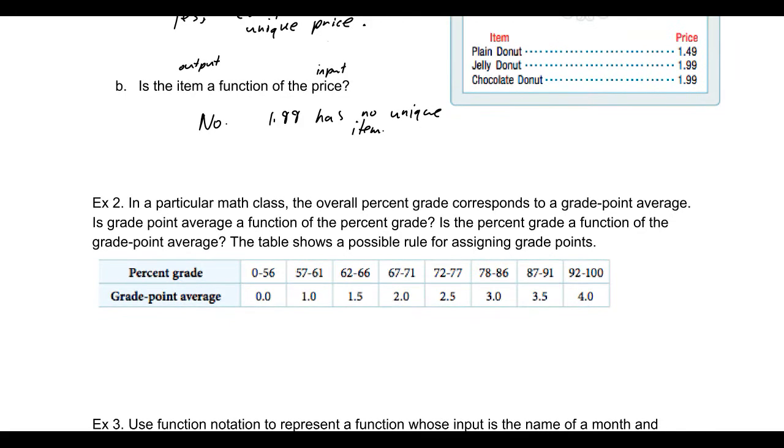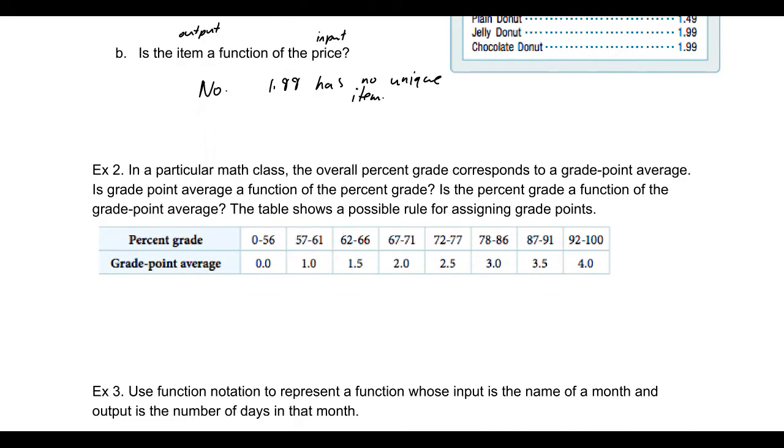Alright, same idea, example 2. In a particular math class, the overall percent grade corresponds to a grade point average. Is grade point average a function of the percent grade? And vice versa, is the percent grade a function of grade point average? This table shows a possible rule. So the first question is, does percent grade have a unique grade point average? If I gave you a percent grade, say a 67, that has a grade point average of 2.0. If I take any other value, 79, it's 3.0. So for the first question, yes.